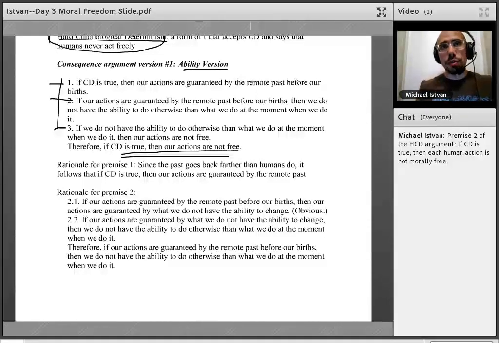If CD is true, then my doing this right now is guaranteed by the past before I was even born. It was shot out of the juggernaut force of reality before I was even around. There's nothing else to say about premise 1. I'm going to put a slash through it as we've been doing. Slash. We've bottomed out in intuitiveness, at least at this level.